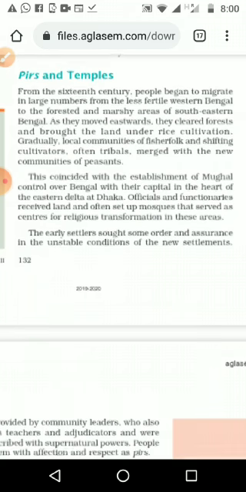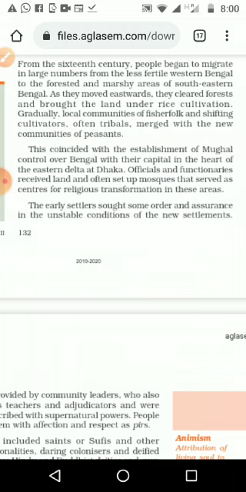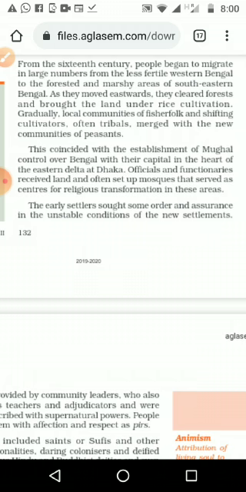Gradually, local communities of fisher folk and shifting cultivators, often tribals, merged with the new communities of peasants. So when they reached that new area, there was a fishing community as well as a tribal community. Then slowly they merged with the newcomers. They started to live and work together there.